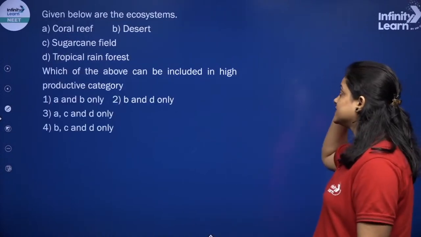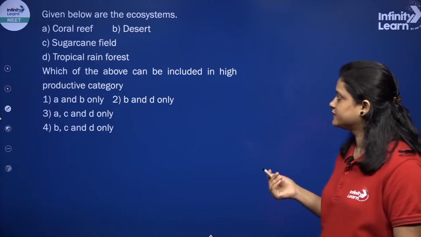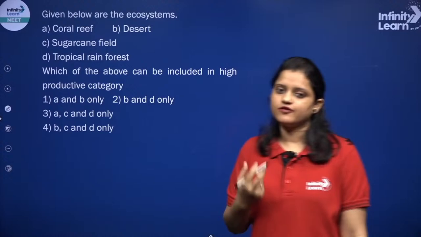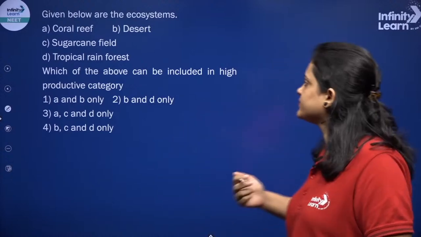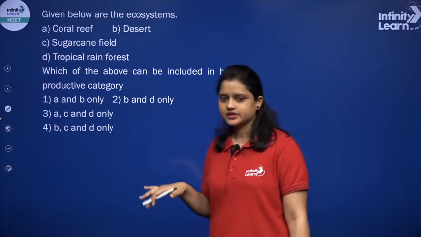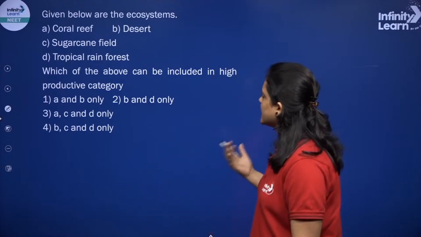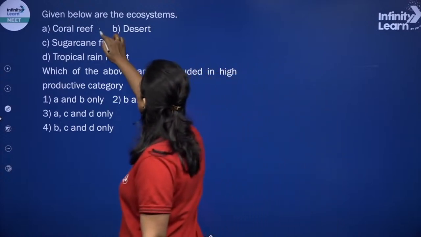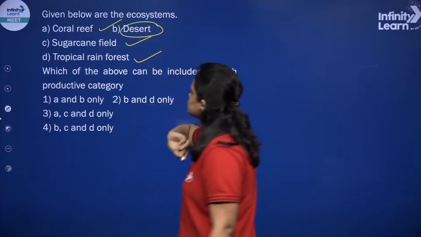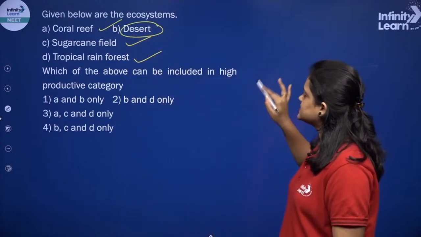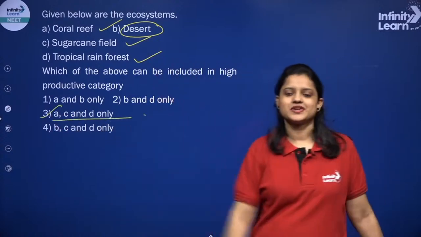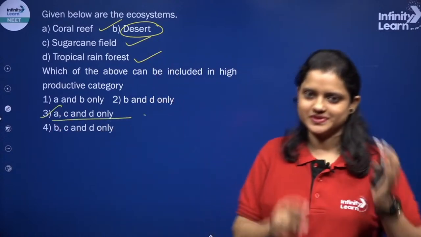Given below are the ecosystems: coral reef, desert, sugarcane field, tropical rainforest. Which of the above can be included in high productive category? So high productive category will be the coral reef, sugarcane field, tropical rainforest, excluding desert. So correct option will be A, C and D. A, C and D is given in option number 3. So correct option for this question is the third one.